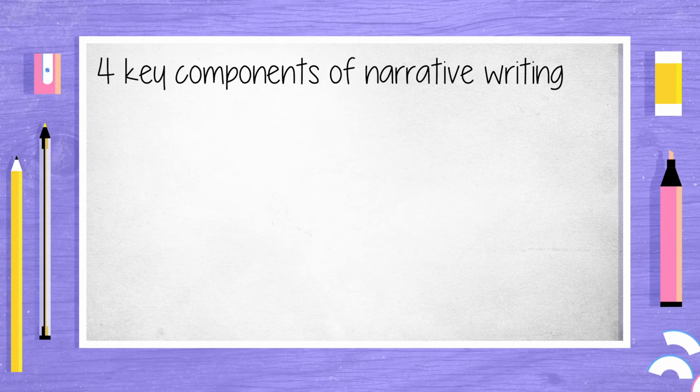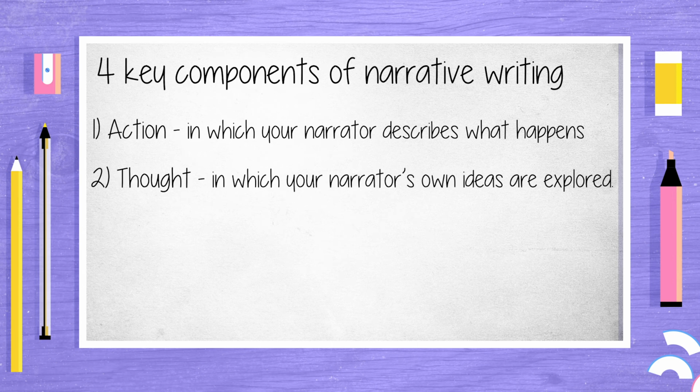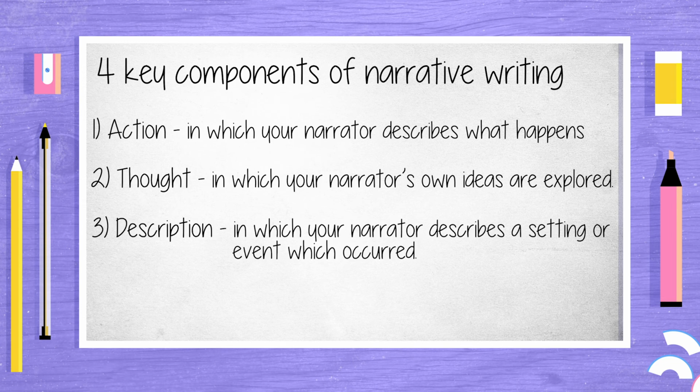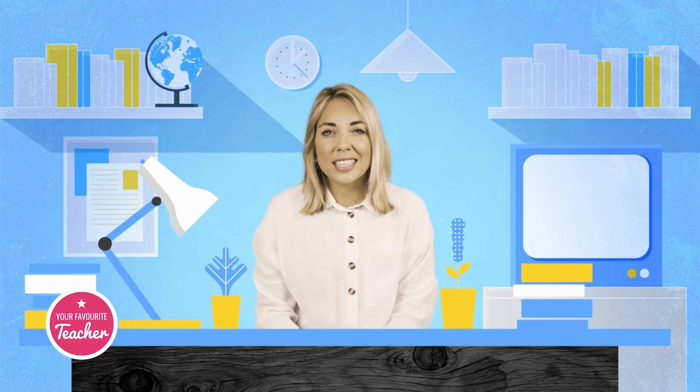A narrative will have 4 key components. 1, action, in which your narrator describes what happens. 2, thought, in which your narrator's own ideas are explored. 3, description, in which your narrator describes a setting or event which has occurred. 4, dialogue, in which the character speaks either to themselves or to others. Even if there is only 1 character, it's a good idea to have some dialogue in there at some point, just to show the examiners you know how to use dialogue in the story. Have your character shout out for something or call out for help if necessary.